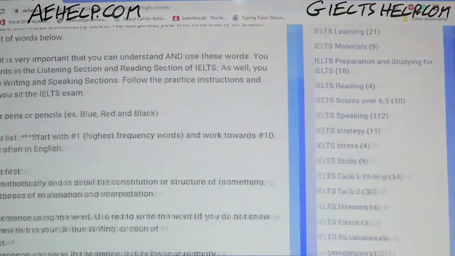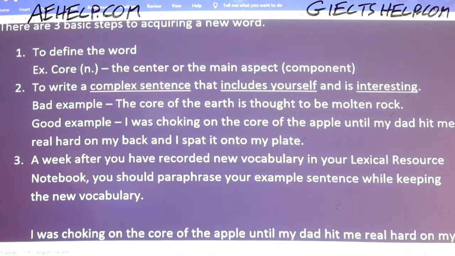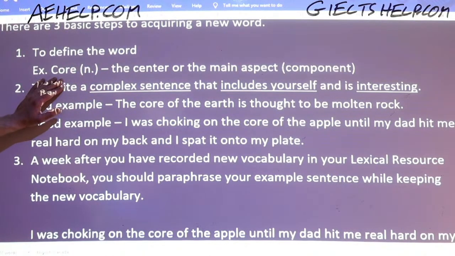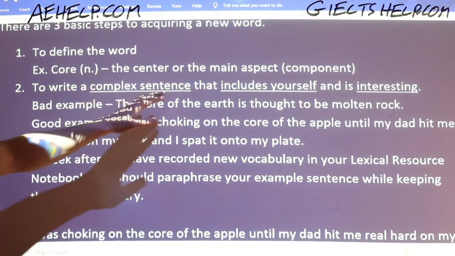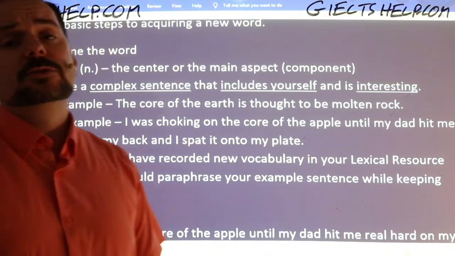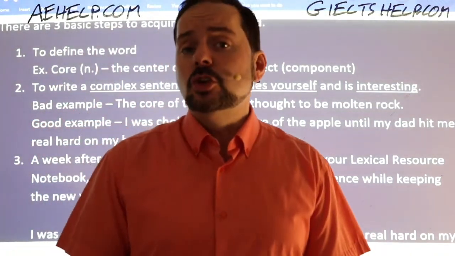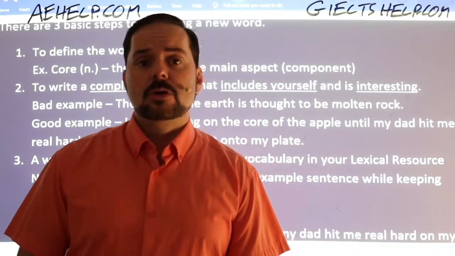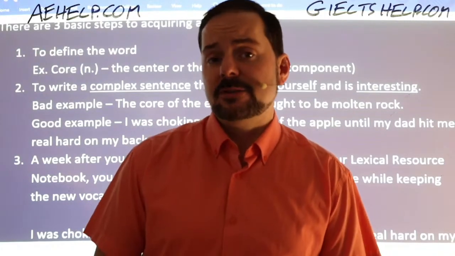So then choose those words, and once you've chosen those words, then go through these steps. So define the word, okay? Write down all the definitions. Write a complex sentence that includes yourself and it's interesting. And then a few days or a week after, paraphrase that sentence using other words. I promise you that if you make this a regular 20-minute part of your daily studies, you will get a better band score on your IELTS exam as long as you've given yourself 2-3 months to prepare for your test.